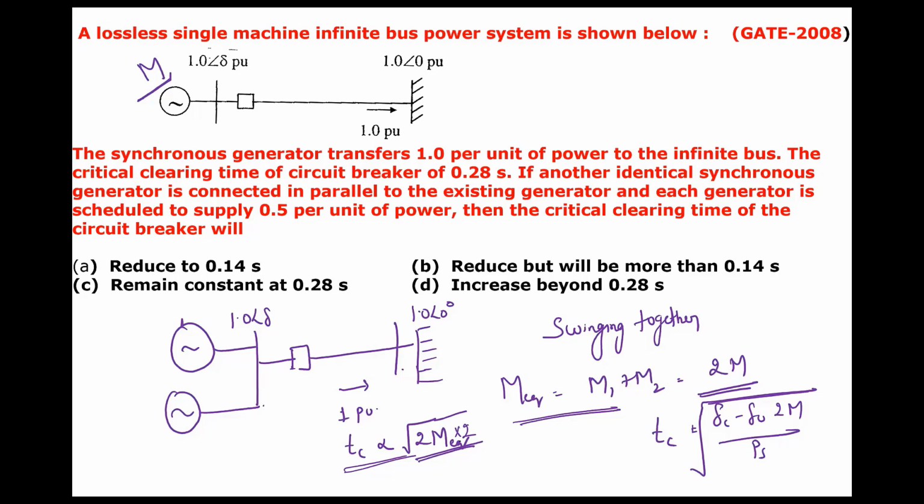Here there is no option, so 'increases beyond 0.28 seconds' is the right option. Increases beyond 0.28 seconds. Understand? That is the concept. A simple logic I am going to tell you: by adding one more machine in parallel, you are improving the stability. When stability improves, the critical clearing time also improves.